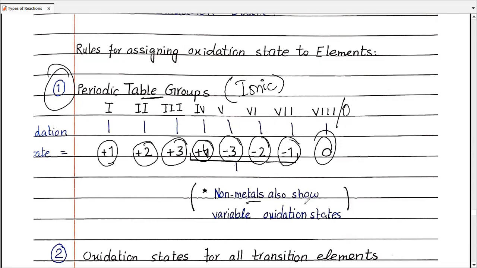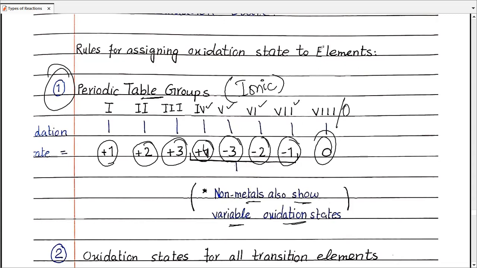Let me tell you, nonmetals are capable of showing variable oxidation states. Why? Because they are capable of forming covalent bonds. So we're talking about group 4, group 5, group 6, and group 7. Apart from plus 4, minus 3, minus 2, minus 1, they will be able to show variable oxidation states. Why variable? Because they can form different covalent bonds. They may form a single covalent bond or a double covalent bond or even a triple covalent bond. So yes, they are capable of showing variable oxidation states.